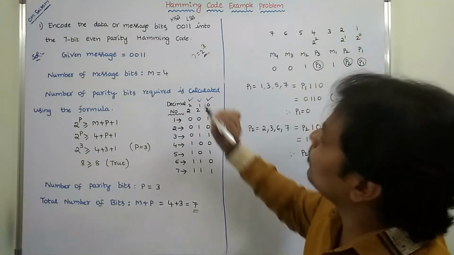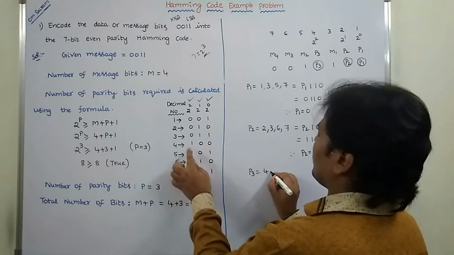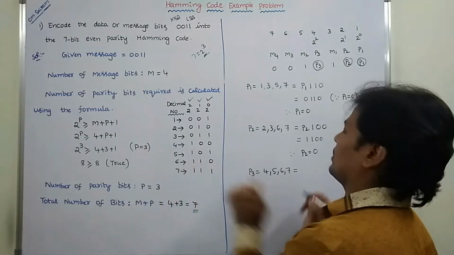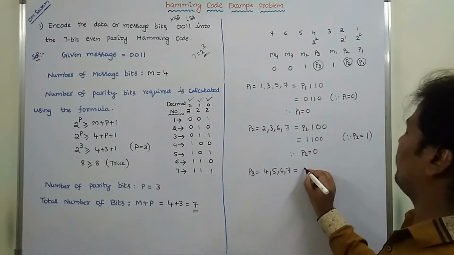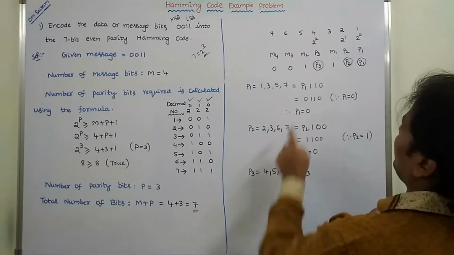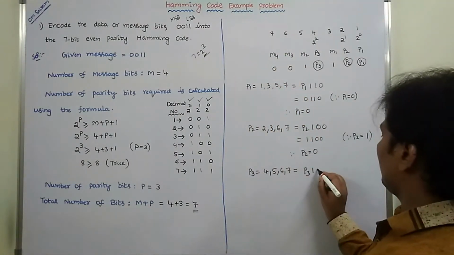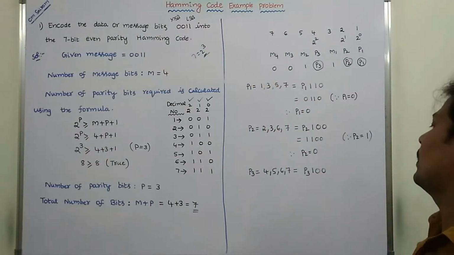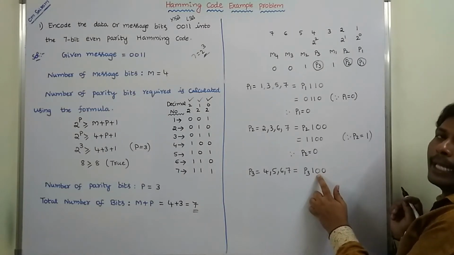Now consider the 2 power 2 column, where the 1 is there at the 4th position, 5th position, 6th position and 7th position. Now what are the values there? At the 4th position, P3 is there. Next at the 5th position, 1 is there. At the 6th position, 0 is there. At the 7th position, 0 is there. Okay. How many ones are there? Only a single one is there.